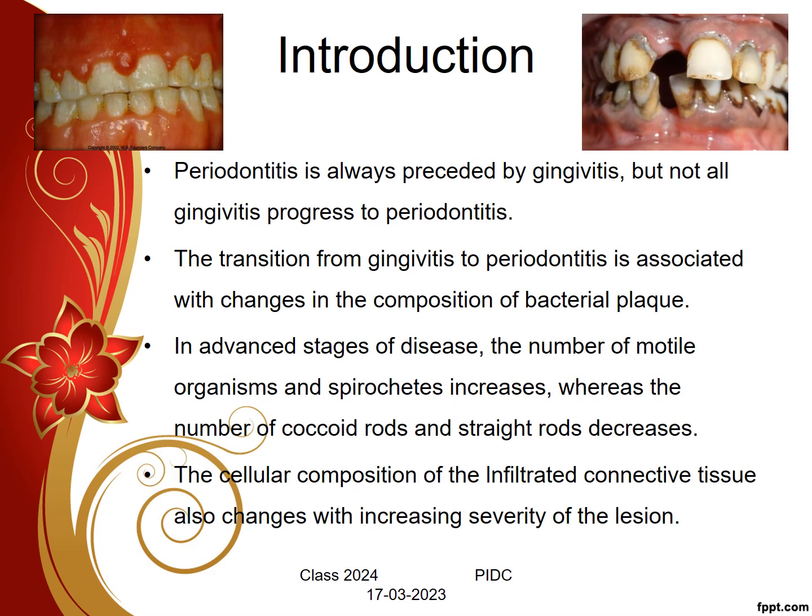So to start with, periodontitis is always preceded by gingivitis, but not all gingivitis will progress to periodontitis. The transition of gingivitis to periodontitis is associated with changes in the composition of the plaque. So in advanced stages of a disease, that is periodontitis, you would be seeing the number of motile organisms or spirochetes increases, whereas the number of coccoid rods or the straight rods, which are the good ones, they decrease. The cellular composition of the infiltrated connective tissue also changes with increasing severity of the lesion.